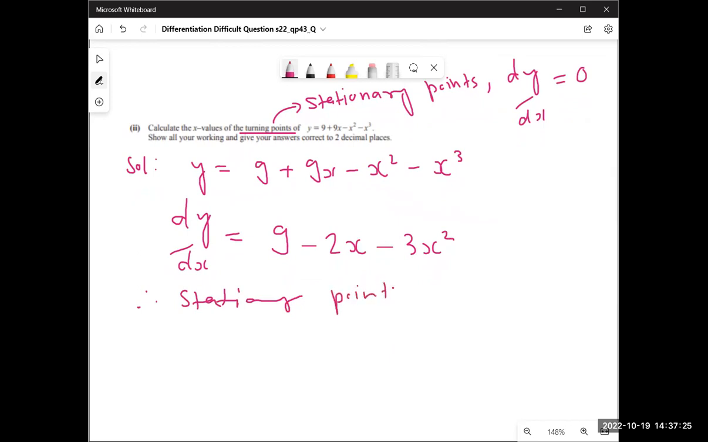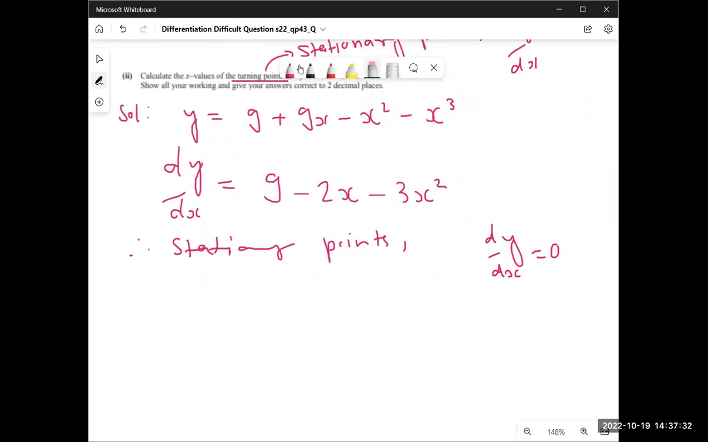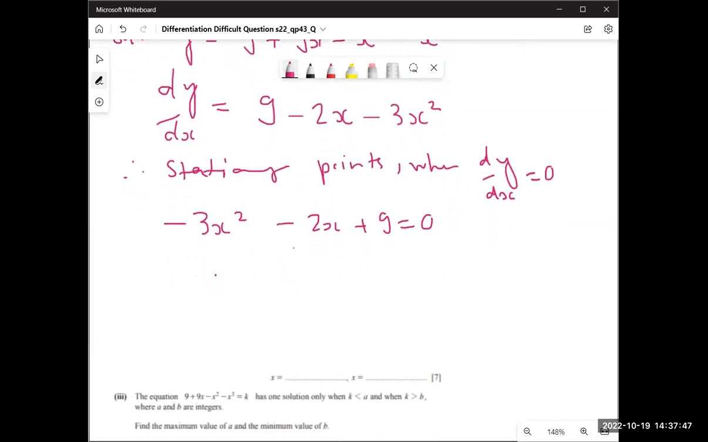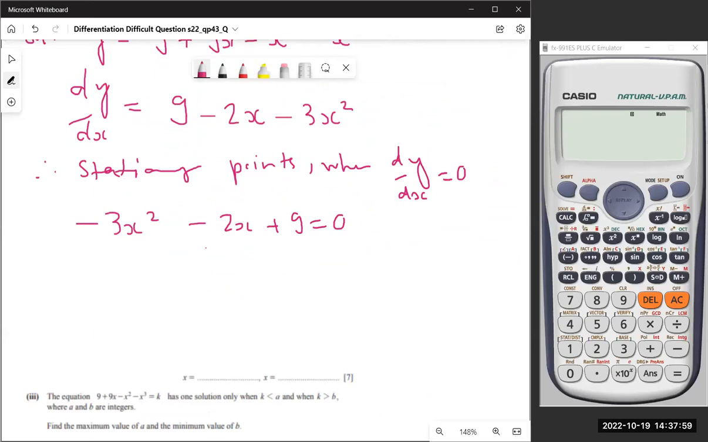Now our job is to see, therefore, stationary points are when dy by dx is equal to 0. So we'll write this as minus 3x squared minus 2x plus 9 is equal to 0. Let's use the calculator right here, or you can use the quadratic equation as well, but just give me 1 second. Are we supposed to show all of our working? Yeah, actually, show all your working.